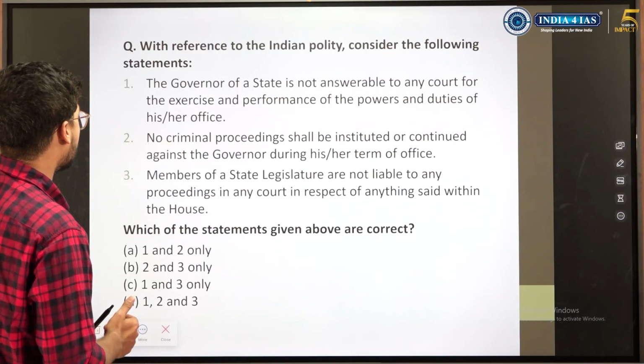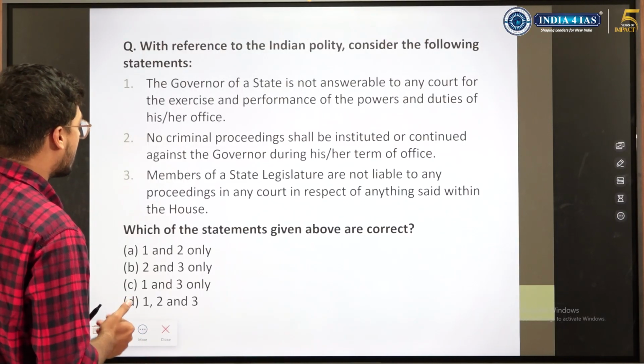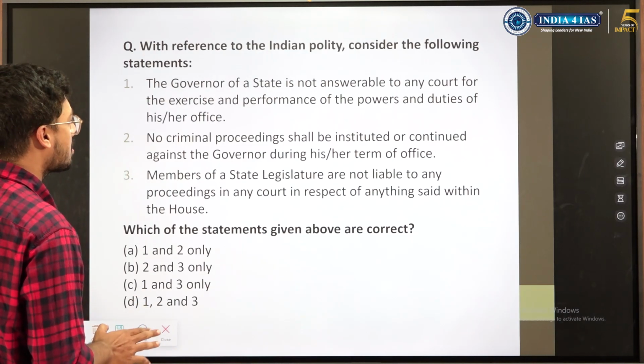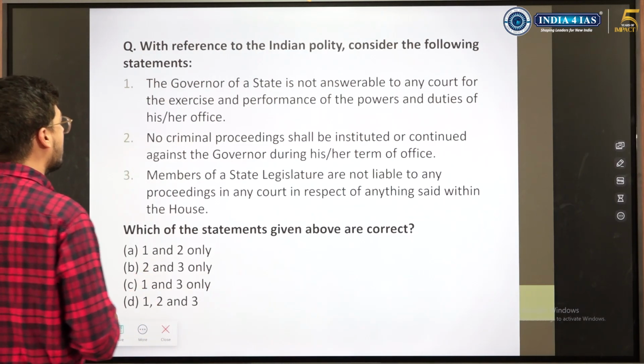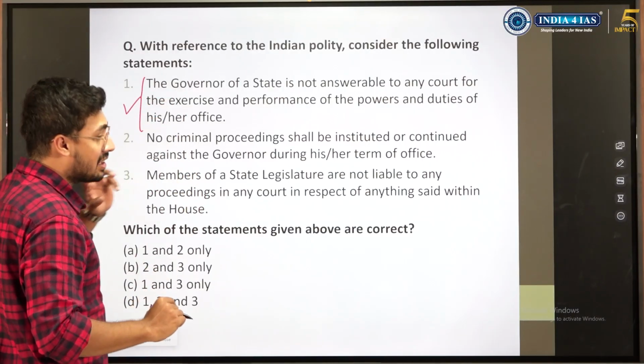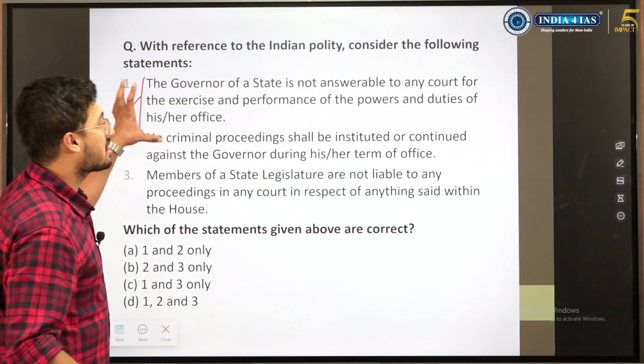With reference to the Indian polity, consider the following statements. The governor of a state is not answerable to any court for the exercise and performance of powers and duties in his or her office. This is correct. Don't double think this. This is the first statement.